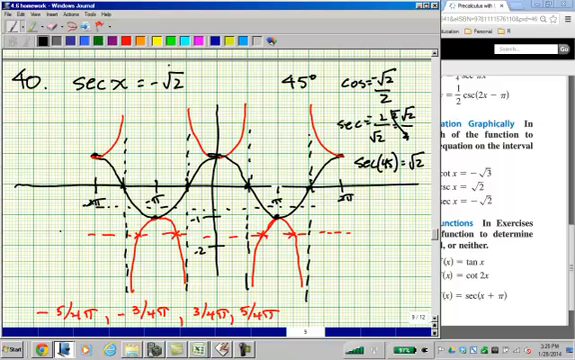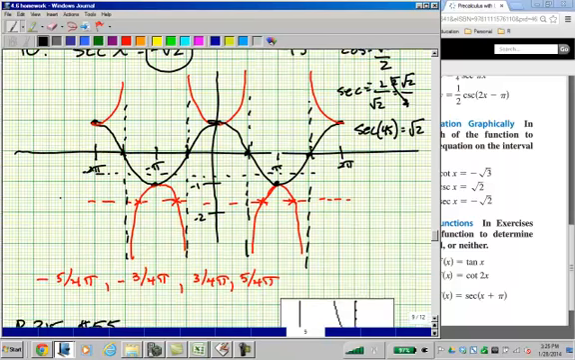But the key to figuring this out is knowing that the reciprocal of square root of 2 over 2 is the square root of 2, and recognizing that the reference angle for all four of these is going to be 45 degrees. So this is some multiple of 45 degrees, or pi over 4.